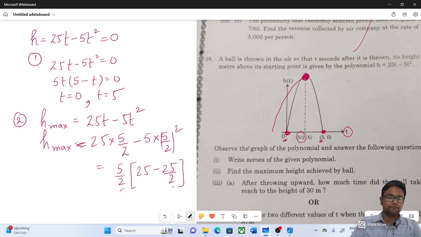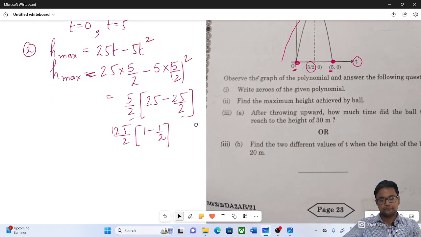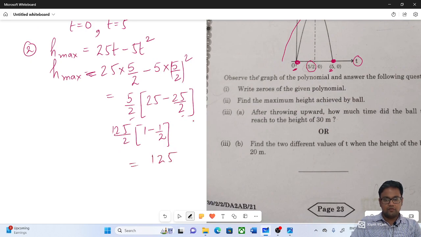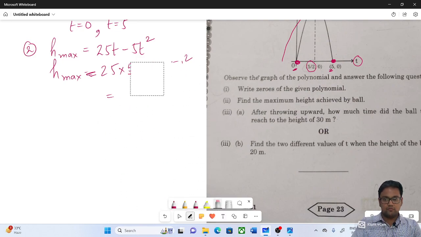Do not use 4 here. 25 could also have come out common, no issues. We could have done this. So 25 times (1 minus 1/2), right? 1 minus 1/2 is 1/2. So 1/2 into 25 over 2 below as well, so it is 31 1/4 meters, right? So this is the maximum height achieved by the ball.